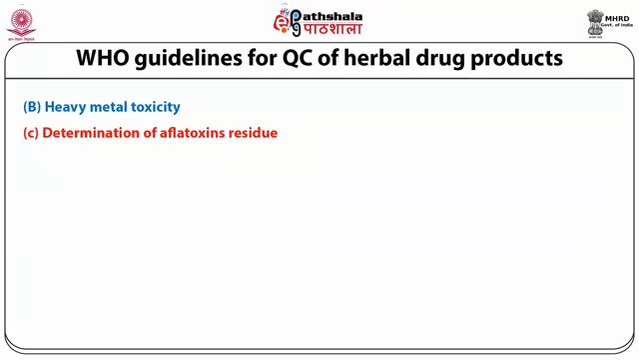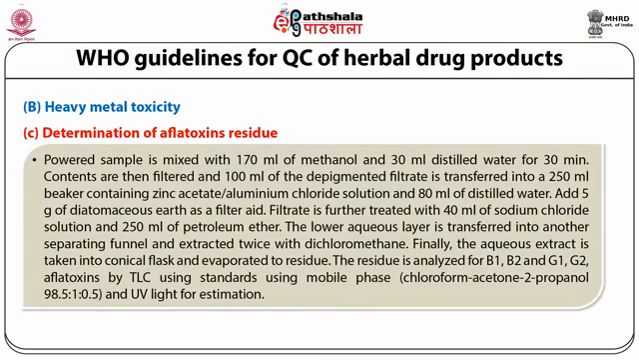Determination of aflatoxin residues is done by mixing the sample with methanol and distilled water. The contents are filtered and depigmented. It is then added with zinc acetate and aluminum chloride in distilled water. Then diatomaceous earth is added as filtering aid, followed by addition of sodium chloride and petroleum ether. The mixture separates into two layers. The lower aqueous layer is transferred into another separating flask and extracted twice with dichloromethane. The residue is analyzed for aflatoxins B1, B2, G1, G2 using TLC, with a mobile phase of chloroform, acetone, propanol 98.5 to 1:0.5, and detected under UV light for estimation of these aflatoxins.